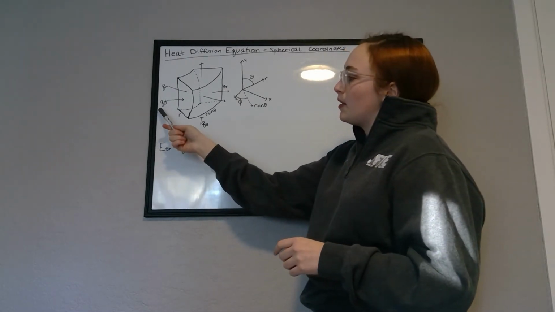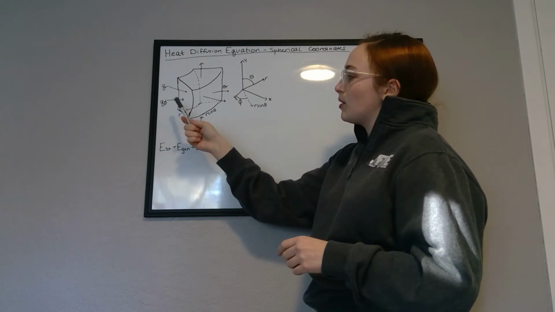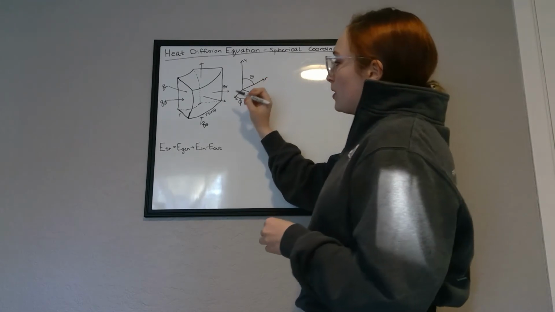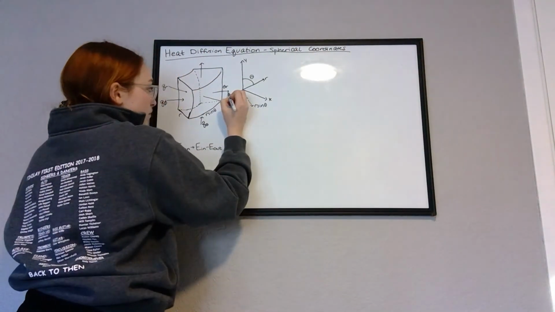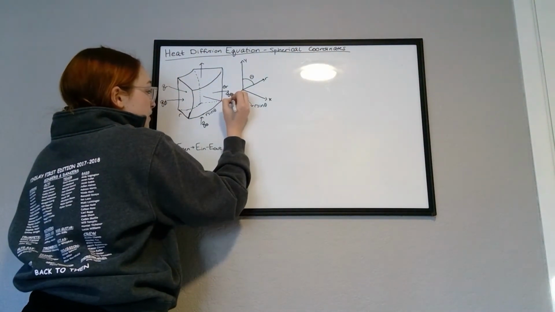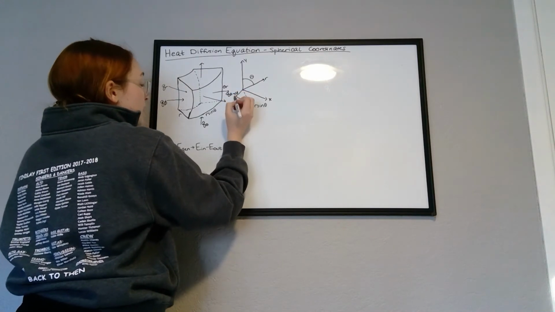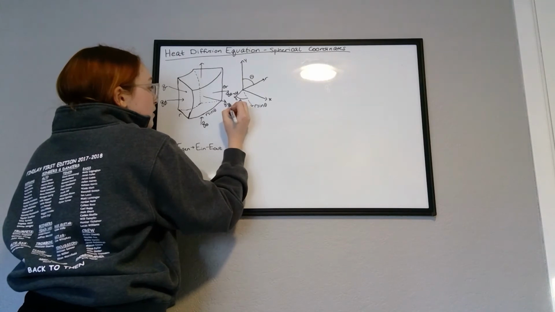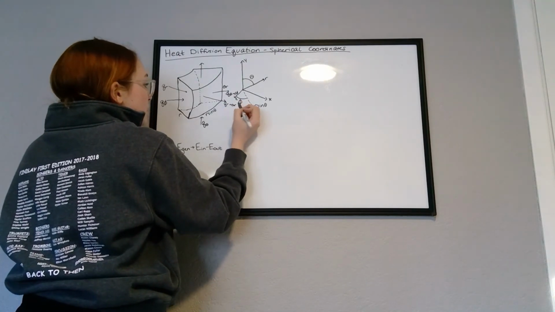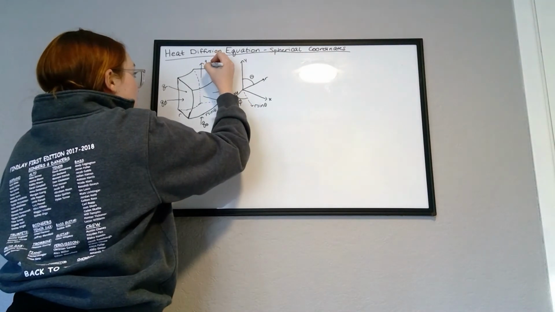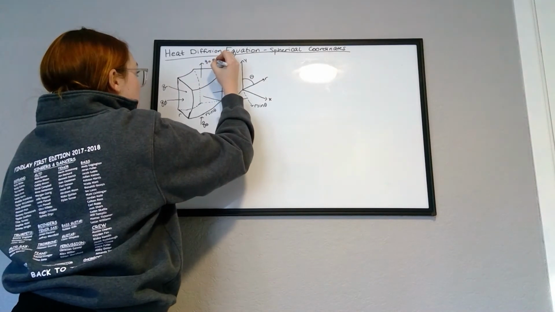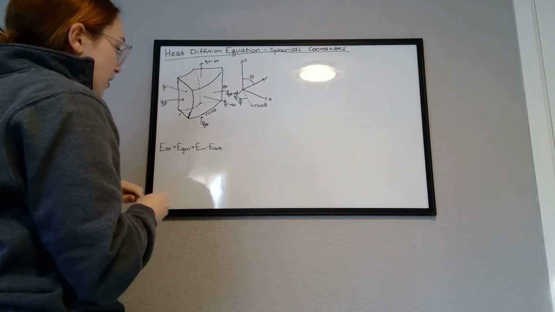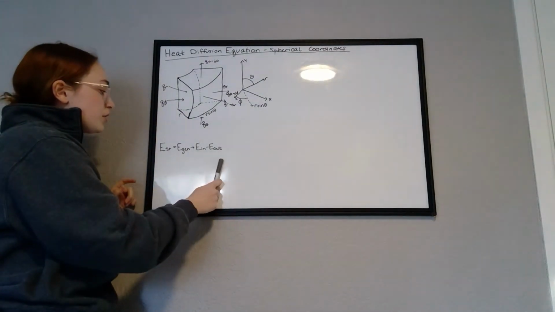The heat flow in the phi direction will be going this way. So on this side it will be the heat flow in the phi direction plus d phi. This way would be the heat flow in the radius direction, d radius, and then the heat flow in the theta, d theta.